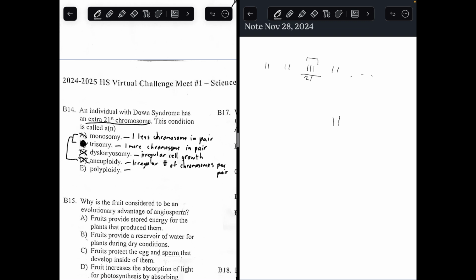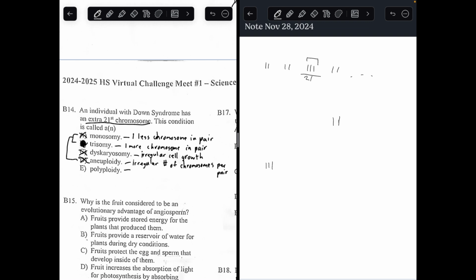And polyploidy is, I think, one that you need to make sure not to get confused with. It's when you have more than 2 chromosomes per pair. The main thing I want to note for polyploidy is that it's not dangerous. Plants, for example, have 3 chromosomes per pair. We are diploid, meaning we have 2 chromosomes per pair.